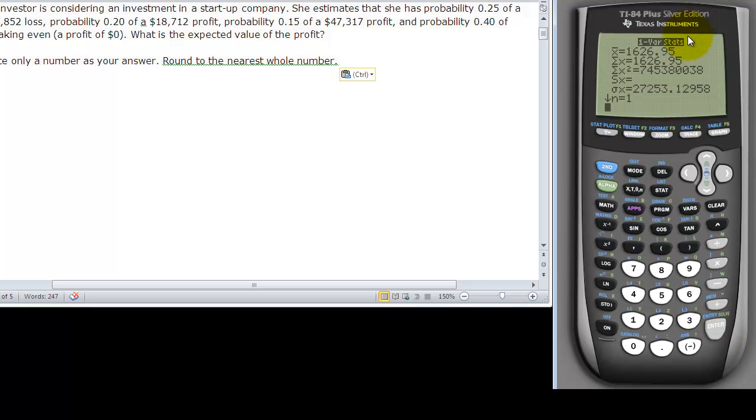Okay, and then you get the display for the one variable stats, and we're interested in the expected value, which is another way to say the mean of this distribution here. And so that's going to be the very first line there, $1,626.95. If we round that to the nearest whole number, that would be $1,627.